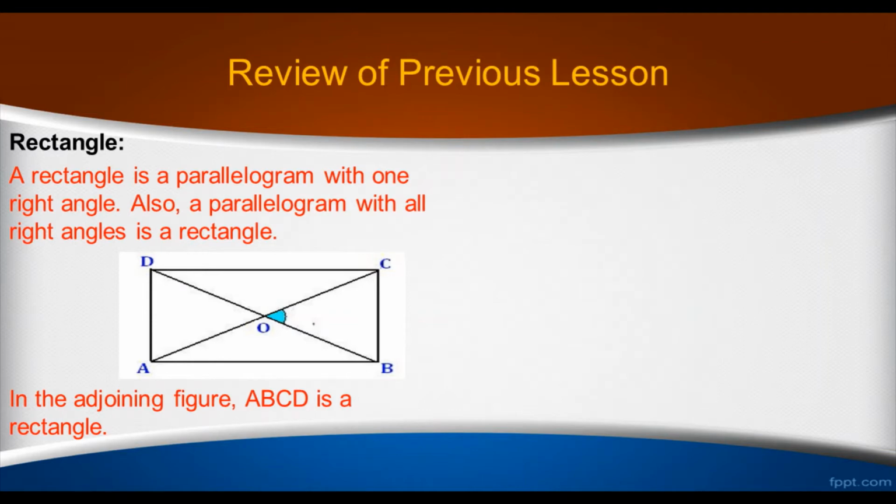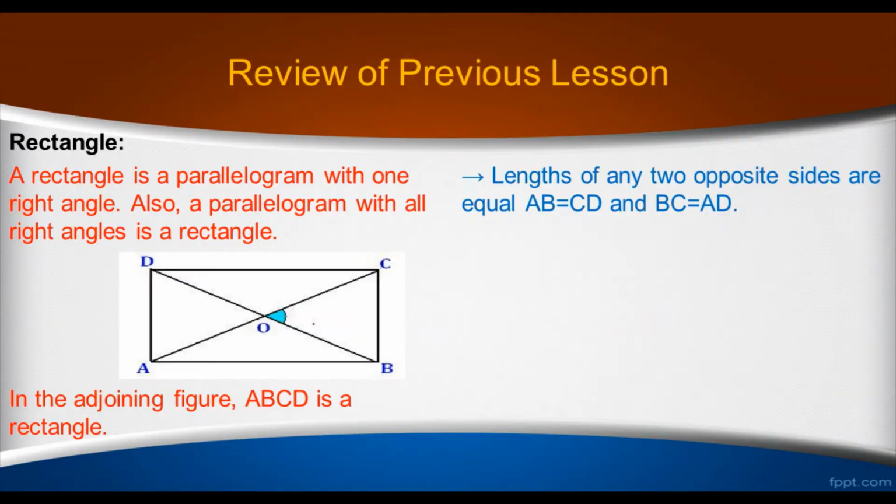Now, I'm going to discuss some properties of a rectangle. As you can see, lengths of any two opposite sides are equal. AB equals to CD and BC equals to AD. As you can see from the figure, AB equals to CD and BC equals to AD. They are the opposite sides and now they are equal.